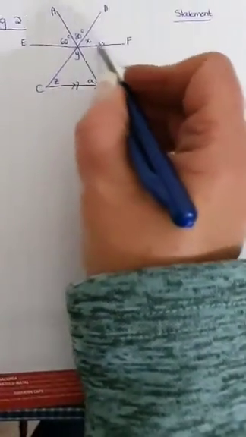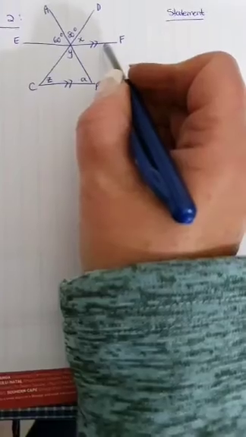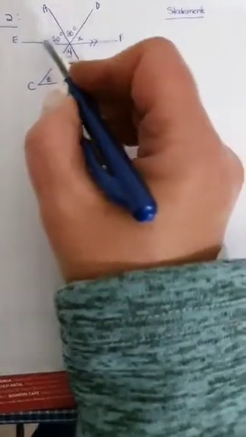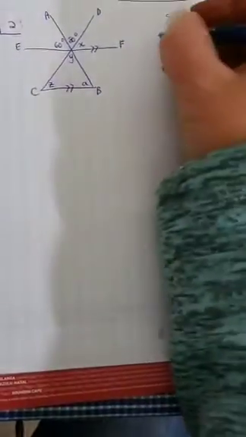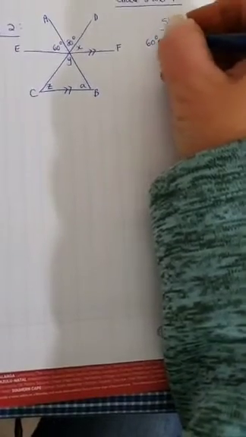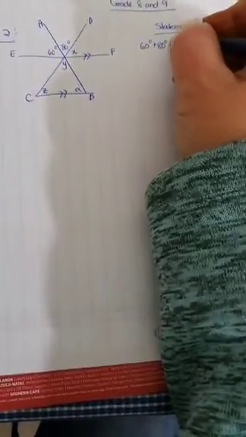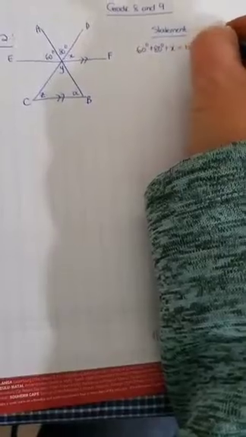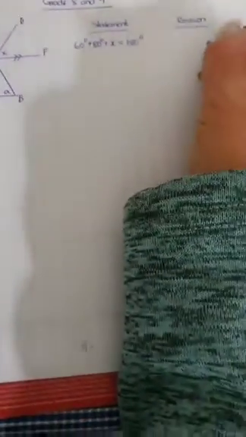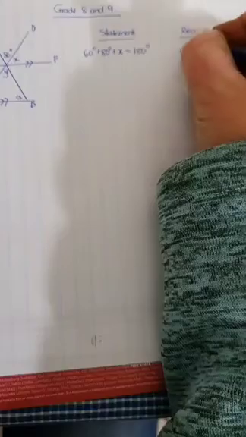EF is a straight line. What do I know about angles on a straight line? They're supplementary, means they add up to 180 degrees. So you will write 60 degrees plus 80 degrees plus X equals to 180. Why are you making that statement? Because of angles on a straight line.